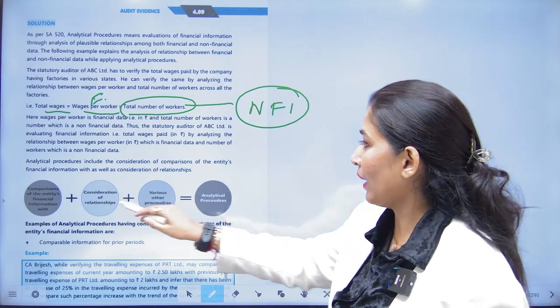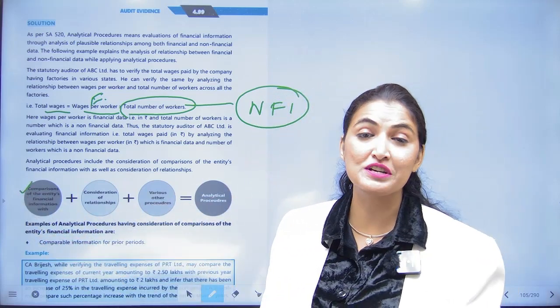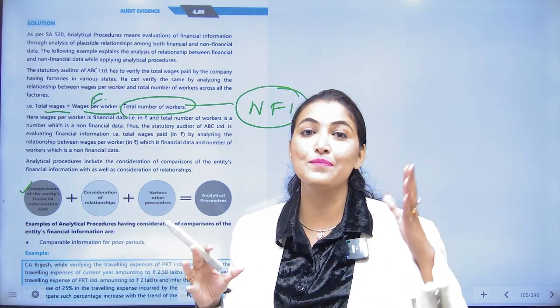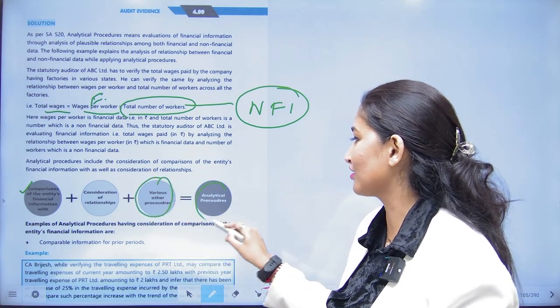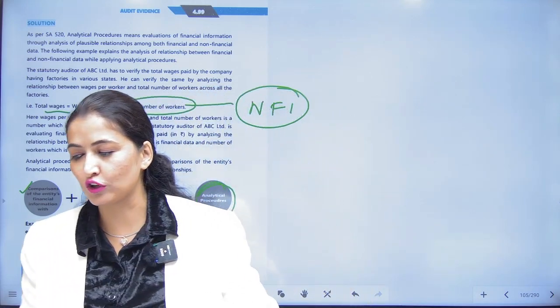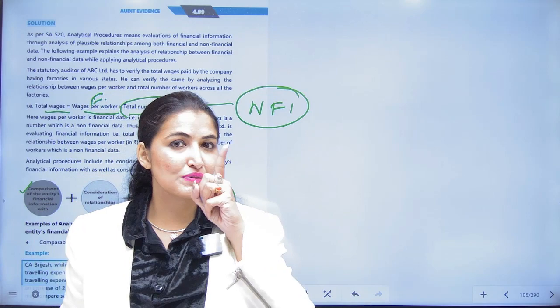So what you have to do is compare the entity's financial information and be considerate about the relationship between the same by using various other procedures, which is called analytical procedure. Now, what kind of information could it be? Types of analytical procedure can be applied on the prior period item.